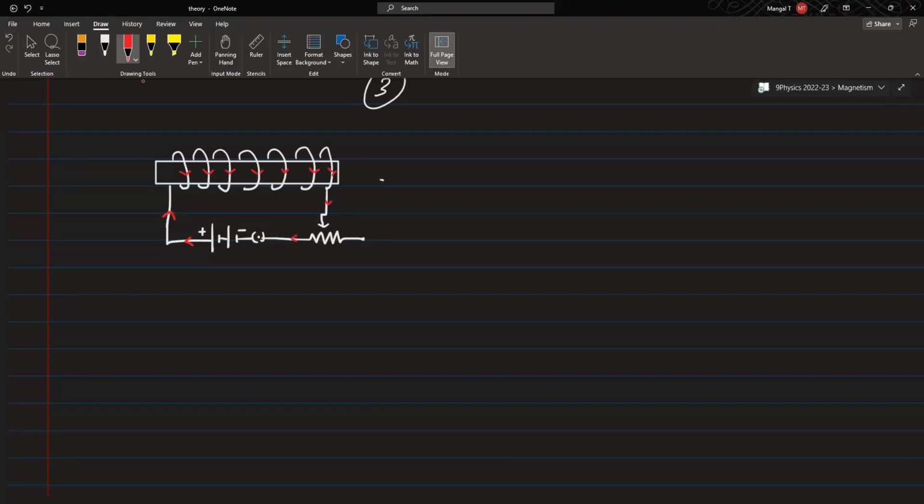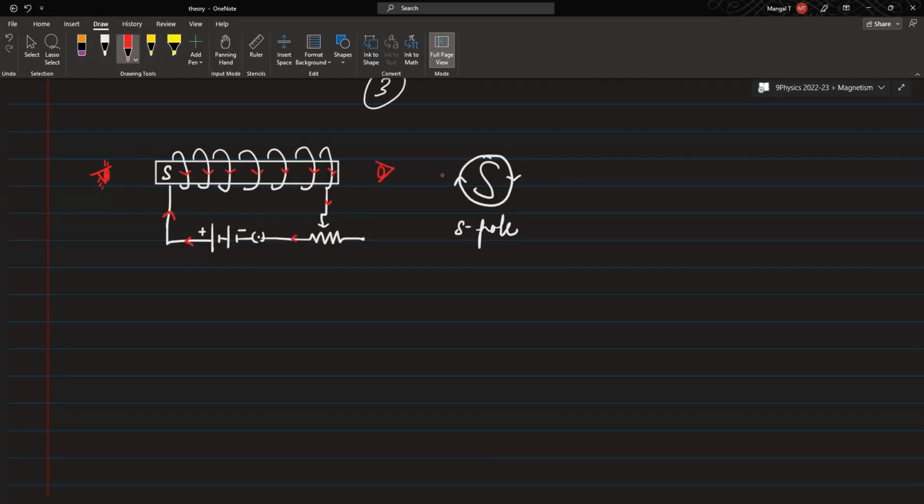Now what happens is, at this end, you have to watch it from this side, the current will be flowing clockwise. That means the current is dropping on your right and rising on your left. Therefore, the current is said to be clockwise, and that face behaves like south.